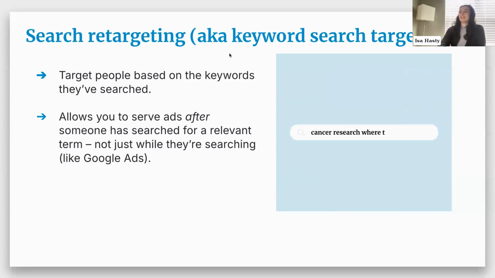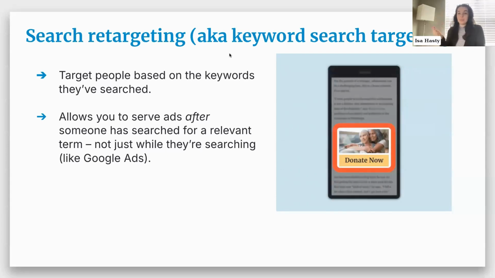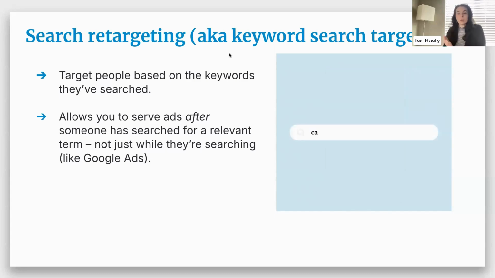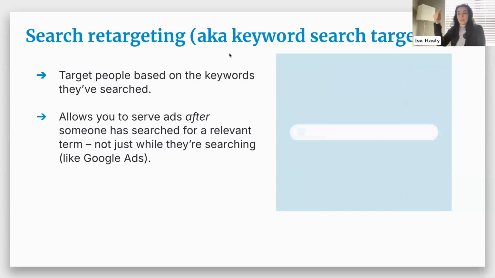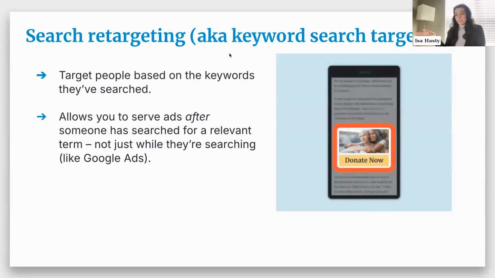So this basically lets you, as opposed to what we just saw, which is showing up on the results page as people are searching, target people based on the words that they're searching, but long after or just after. So, if somebody is searching cancer research, where to donate, right? With Google Ads, you might show up at the top of that page and they can click through. But you also want to be showing up with ads after because they're obviously interested in this, right?